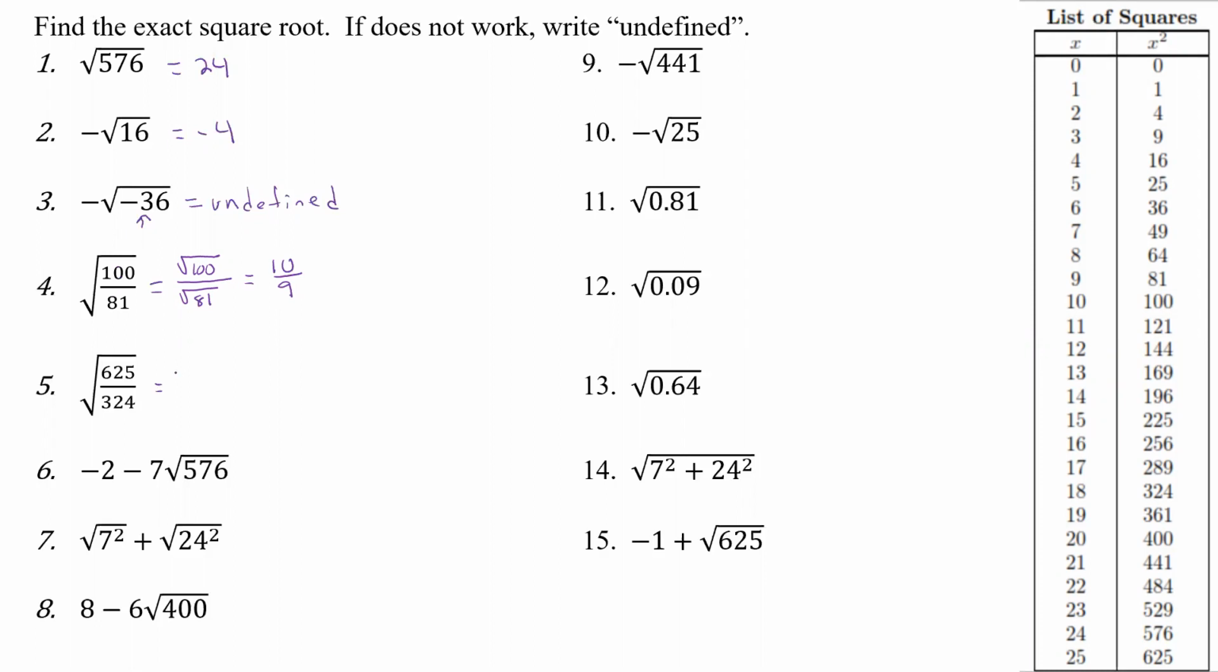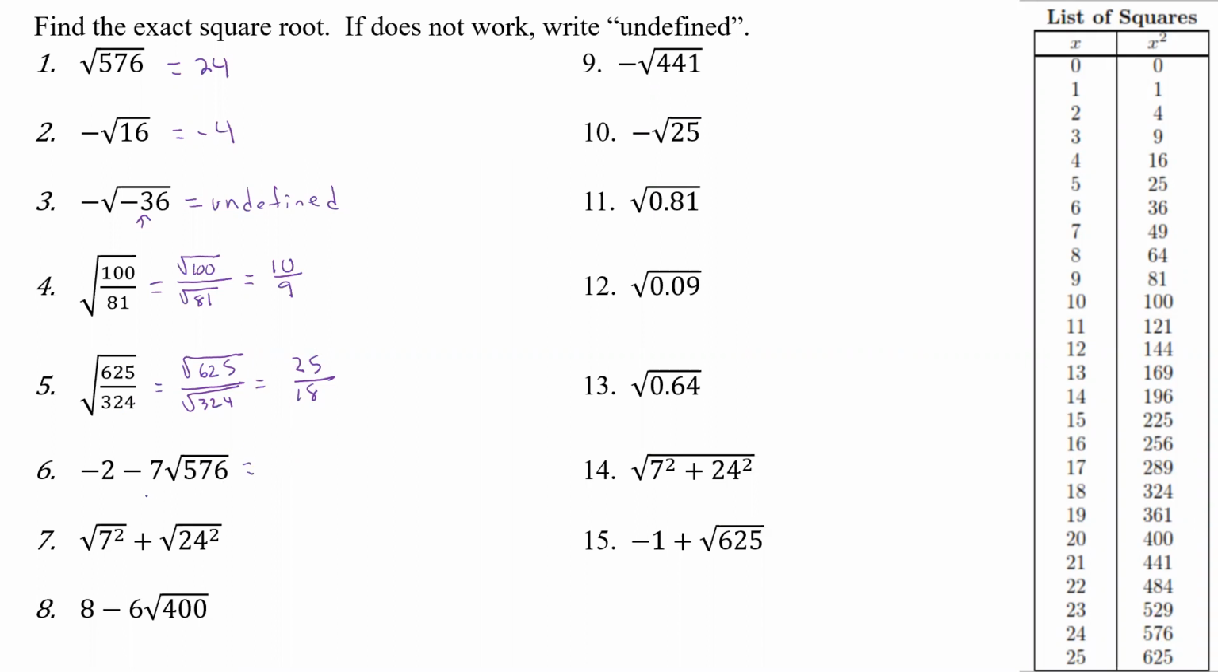Similarly, here what we can do is we can break this down into the square root of 625 over the square root of 324. Well, if you don't know what 625 is, we come over here and look clear to the bottom, and that's equal to 25. Now 324, we come all the way over here, that's 18. And so the square root of 625 over 324 is equal to 25 over 18.